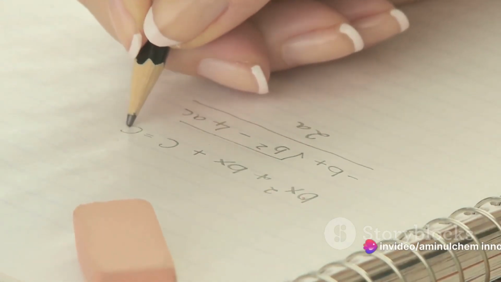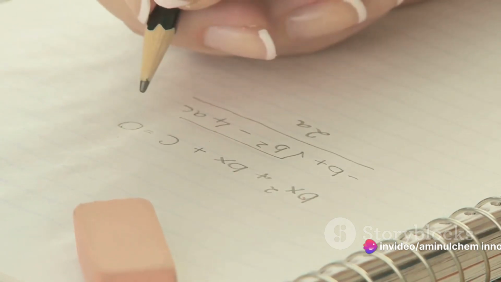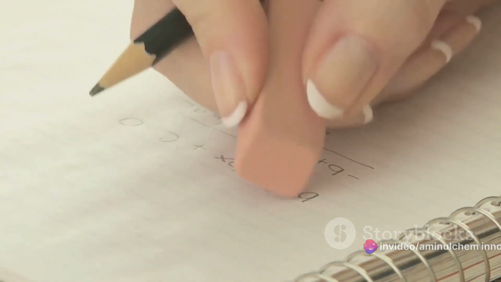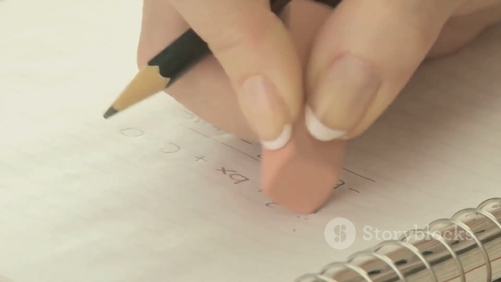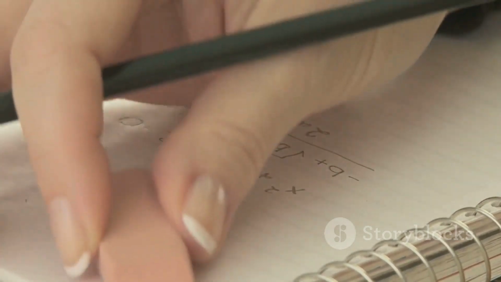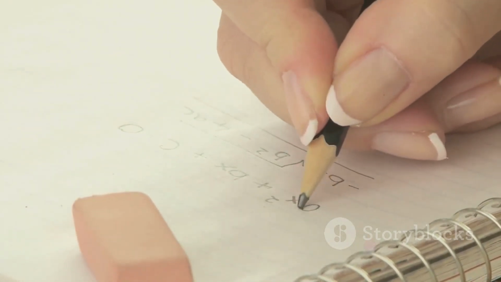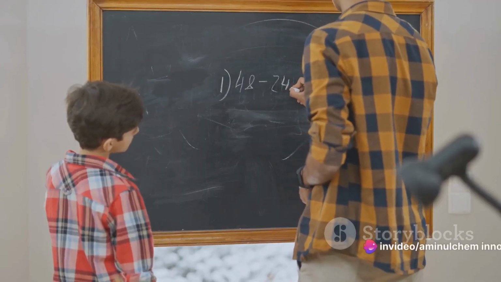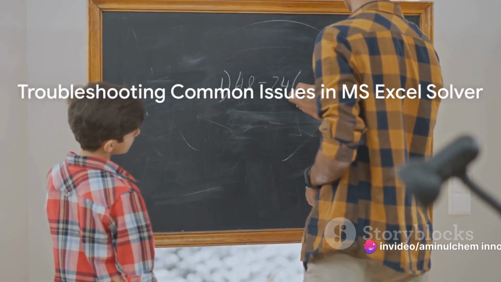Lastly, if Solver is returning a solution that doesn't make sense, double-check your objective function and constraints. There might be a mistake in the way you've set them up. It's also a good practice to manually check the solution provided by Solver. This helps you understand the process better and catch any potential errors.